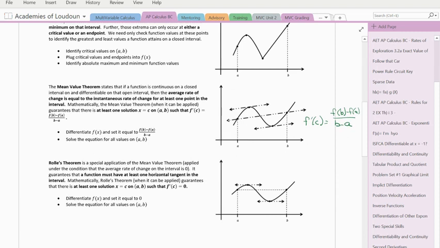Rolle's theorem is a special application applied under the condition that the average rate of change on the interval is 0. It guarantees that the function must have at least one horizontal tangent in the interval. So mathematically, with Rolle's theorem, when f of a equals f of b, then we know there must be a point c where f prime of c is equal to 0. If you look at it from the perspective of the mean value theorem, this is still the case, but because f of b equals f of a, our numerator is equal to 0.